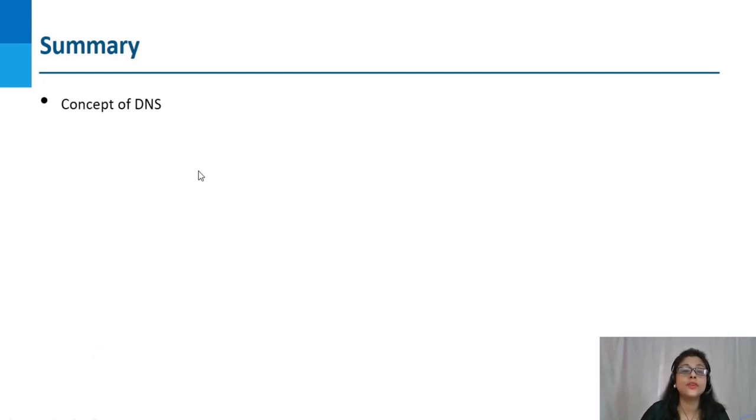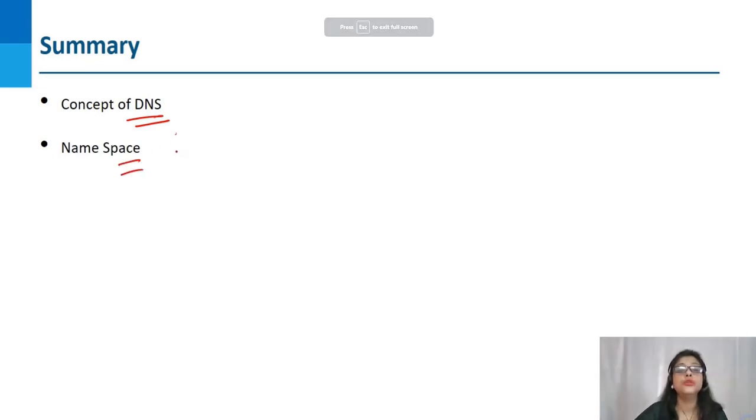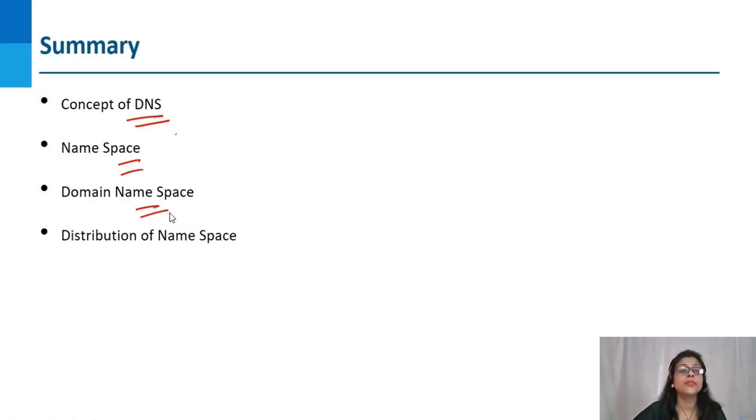To summarize, in this video, we have learned about the concept of domain name system. We learned what namespace is all about. We learned how unique the namespace must be as it is mapped to the IP address, where IP address is also unique in nature. Then we understood about the domain namespace, how the distribution of namespace is done with the help of domains and zones.